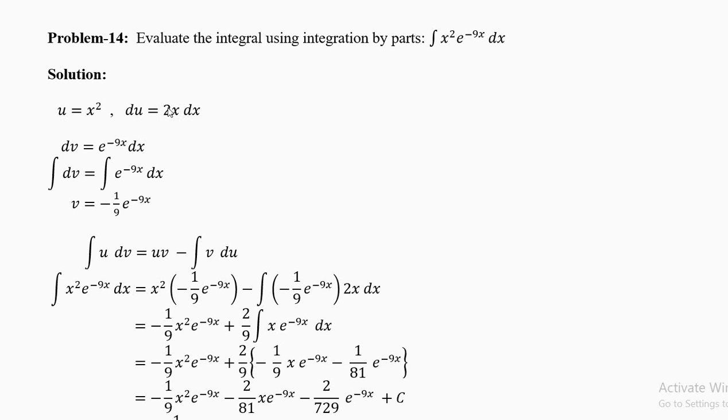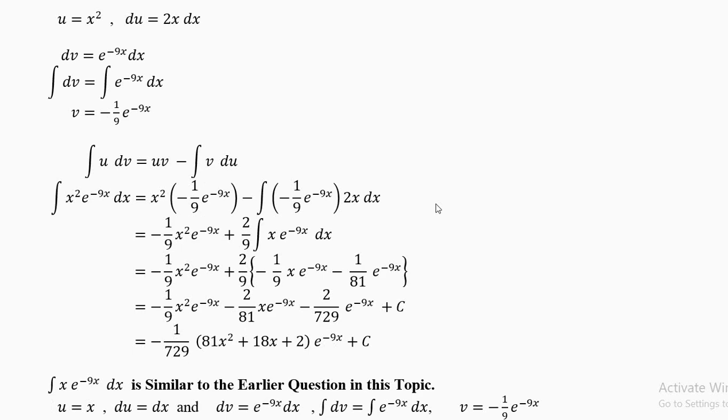Remember there is a 2x sitting here. Now integrate dv, we will get v. Integration of e power minus 9x dx is minus 1 over 9 e power minus 9x. Now you have to keep putting brackets there. Now integral u dv equal to uv minus integral v du. U equal to x square, v is that bracket minus 1 over 9 e power minus 9x. Open the bracket, you will get minus x square e power minus 9x.